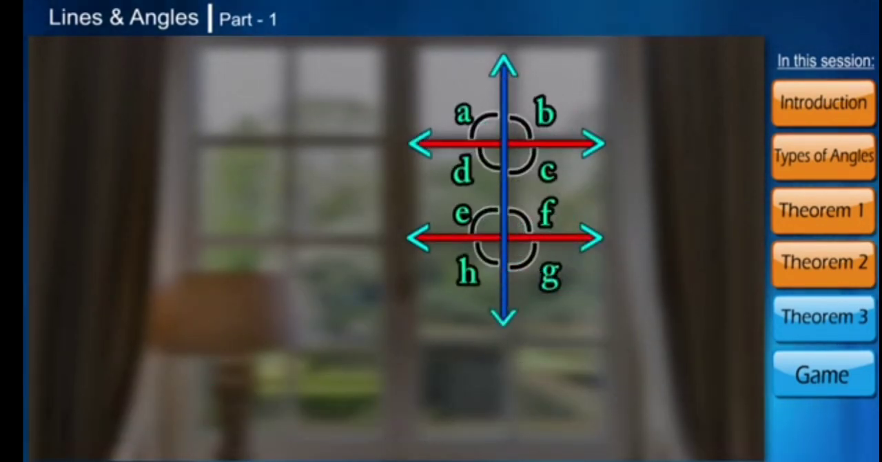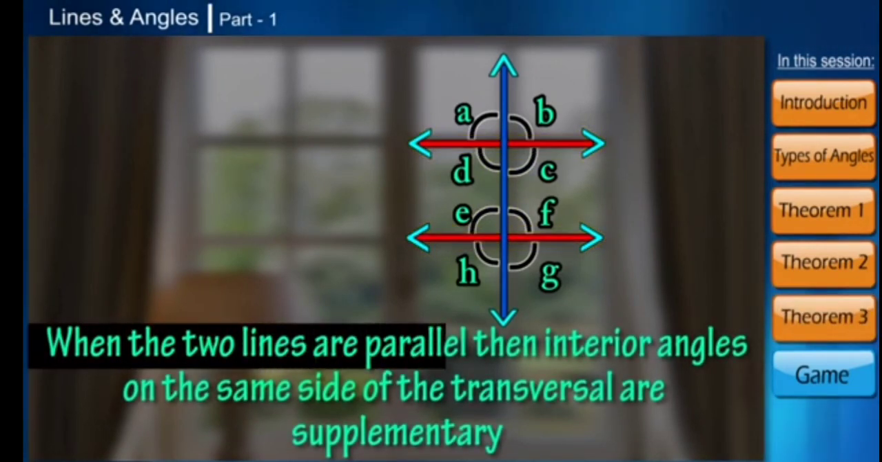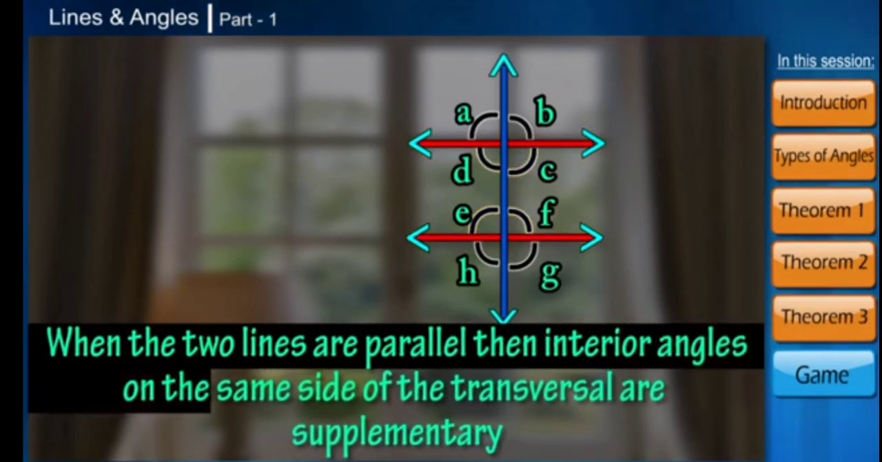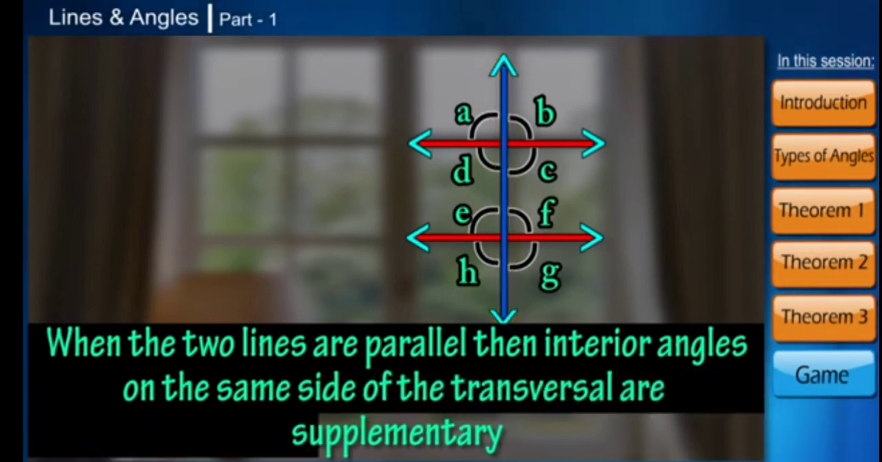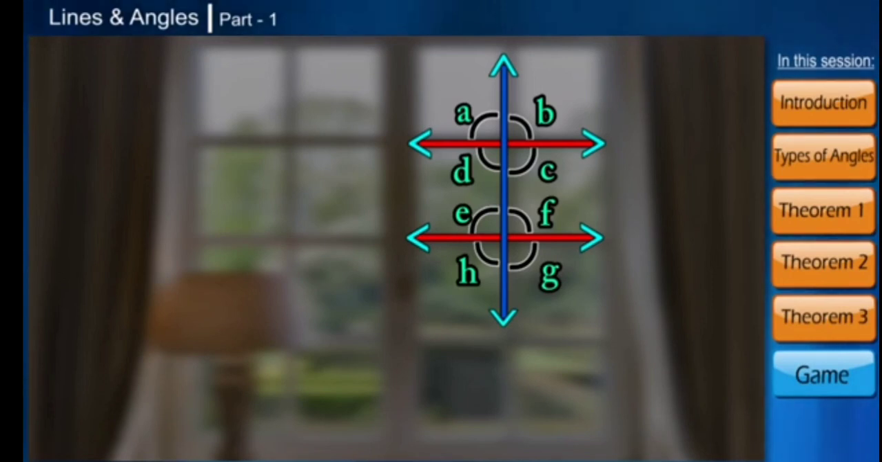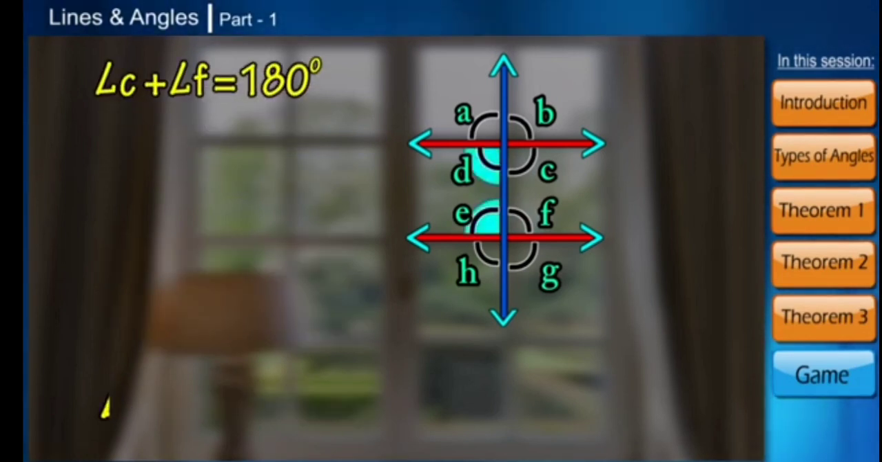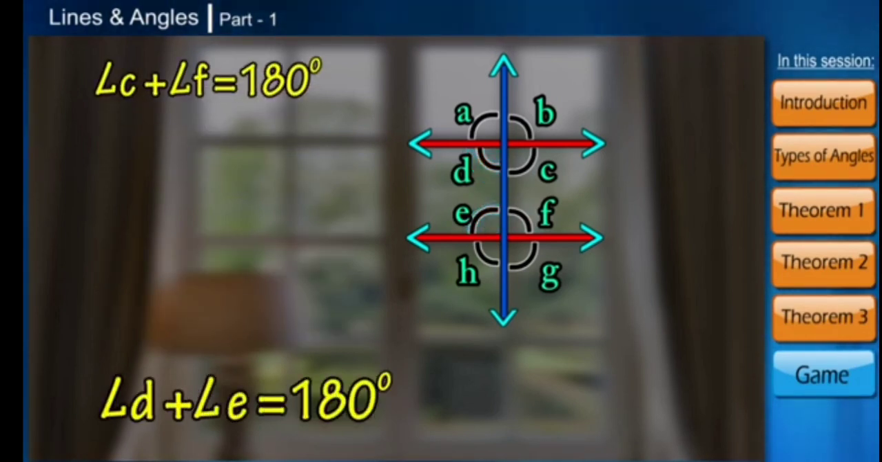And we have one more property about interior angles, which says that when the 2 lines are parallel, then the interior angles on the same side of the transversal are supplementary. Here it just means that the addition of angle C plus angle F will be equal to 180 degrees, and the addition of angle D and angle E will be equal to 180 degrees.